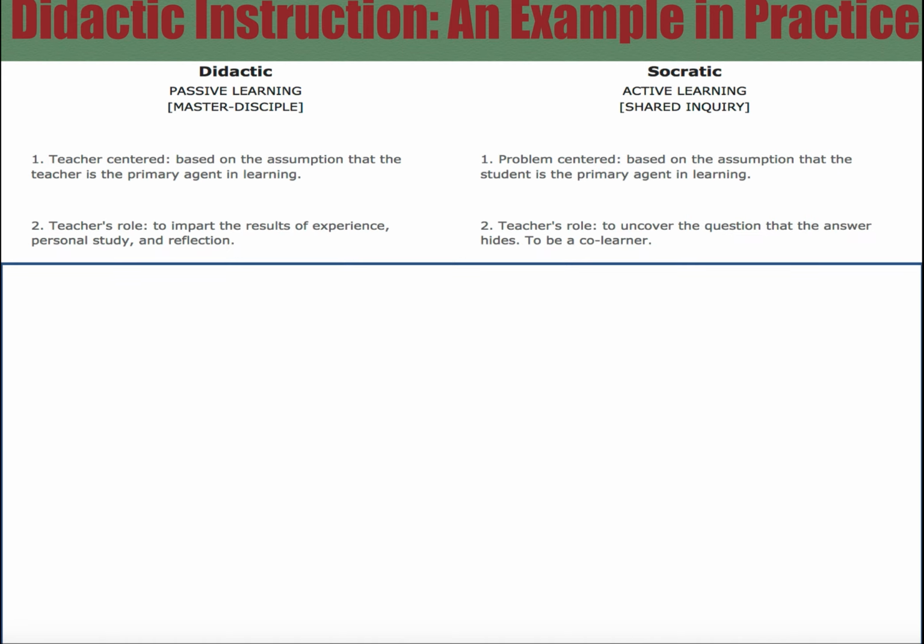Okay, once again, we're going to our second point here. The teacher's role in a didactic approach is to impart results of experience, personal study, and reflection. Whereas the teacher's role in Socratic strategy is to uncover the question that the answer hides, or to be a co-learner with the students. You're not giving them the answer, but you're helping them discover that answer through the questioning strategies you employ. Again, take a moment to write down that information on each side of your T-chart. If you need to, pause the video, do so here.